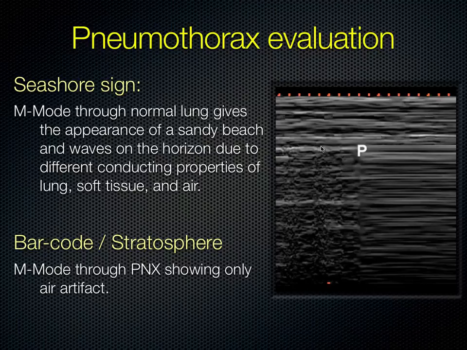However, when you have loss of this pleural lung motion, side-to-side motion below it, you basically just see stripes all the way down, or what we call a barcode. So pneumothorax would be barcode, and the regular lung, the lung that is basically not collapsed, would have the seashore sign.